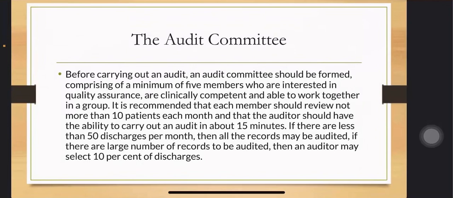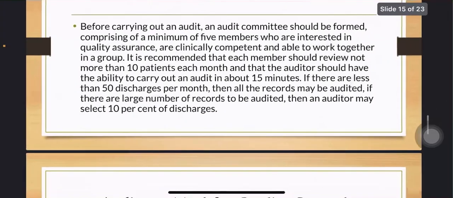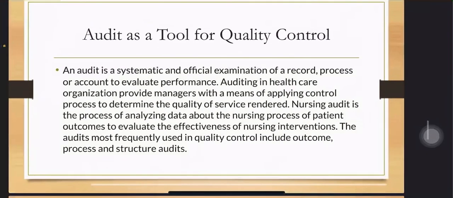If there are less than 50 discharges per month, then all the records may be audited. If there are a large number of records to be audited, then an auditor may select 10% of the discharges. So, audit is used as a tool for quality control. An audit is a systematic and official examination of the record, process, or account to evaluate the performances.